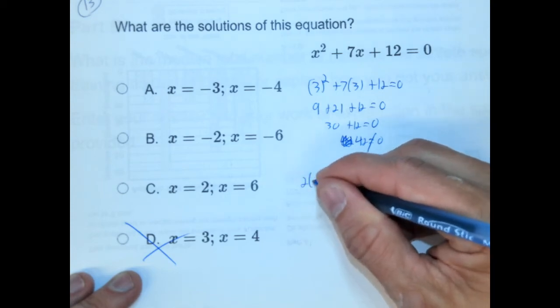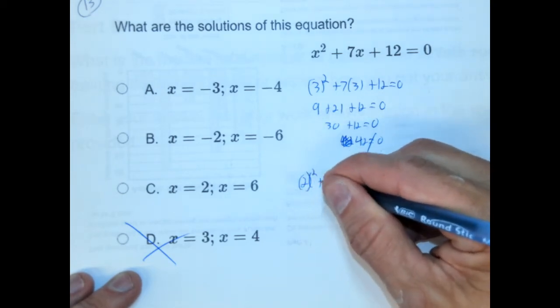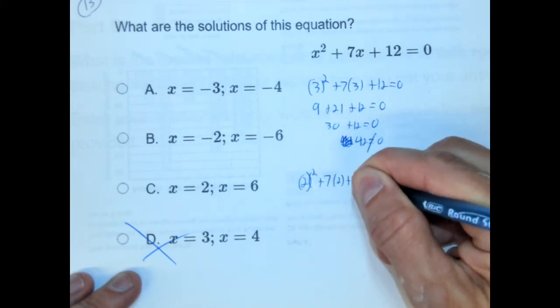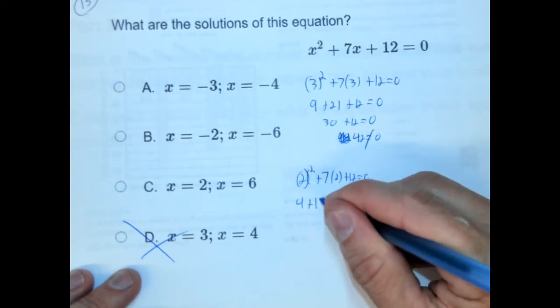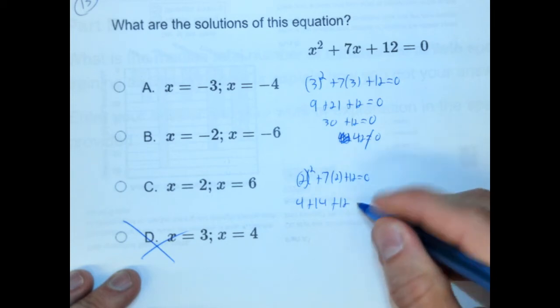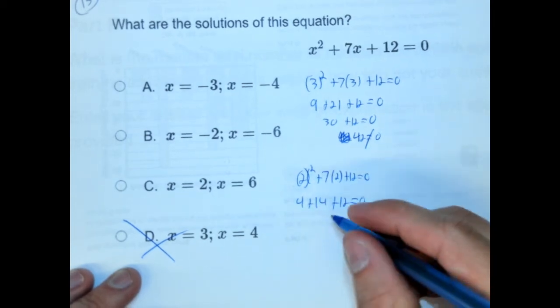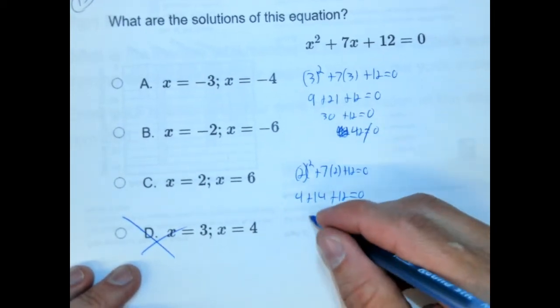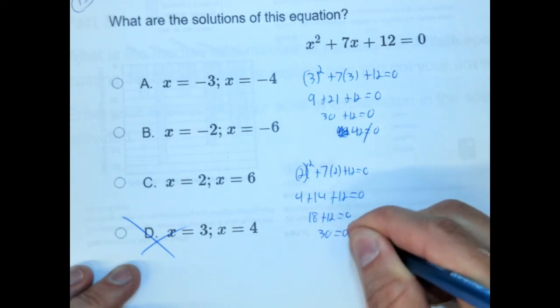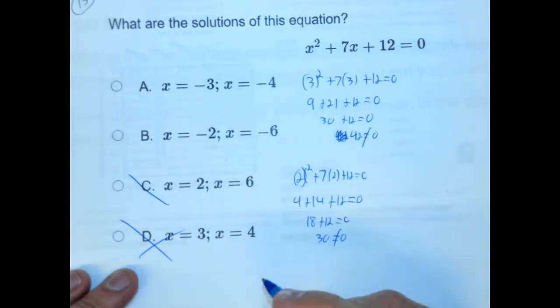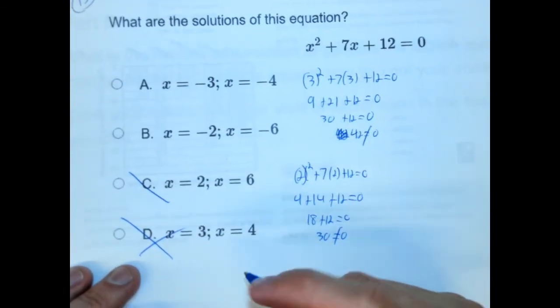2 squared plus 7 times 2 plus 12 equals 0. 2 squared is 4, plus 14, because 7 times 2 is 14. I know I'm kind of going out of order there. I should wait another step to multiply, but I'm trying to save room. 4 plus 14 is 18, plus 12 is 30, and that is not equal to 0, so that's going to be false as well. Okay, let's try B.